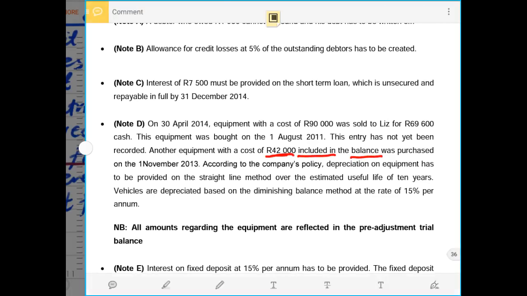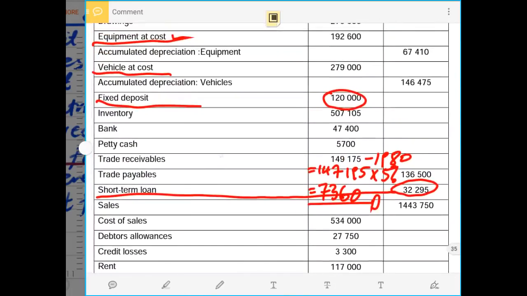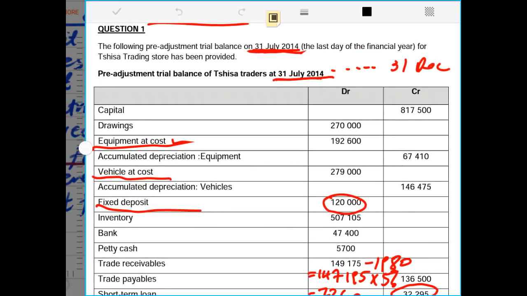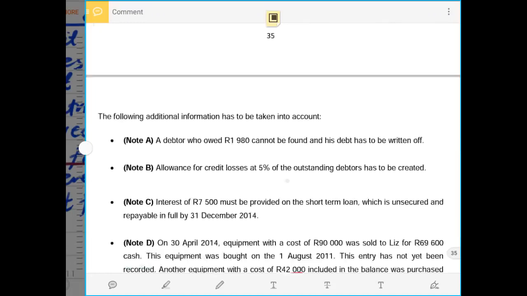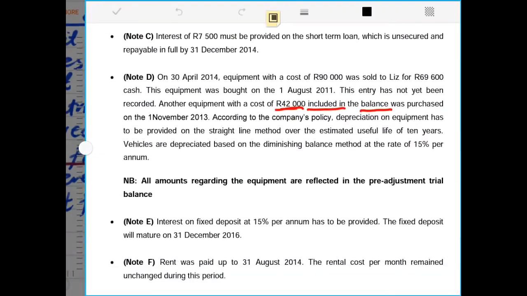So it means the amount of the equipment that we see in the trial balance, equipment cost 192,600, includes the cost of the equipment that was bought during the year, and that equipment costing 42,000 rands is already there. Therefore, when we are doing the ledger account for equipment, that must be removed in the opening balance because it was not there, but it must still be recorded in that ledger account on the debit side.